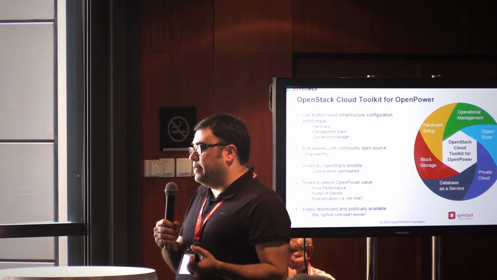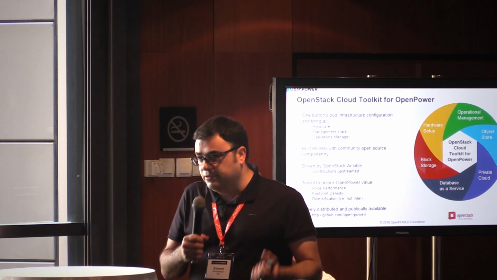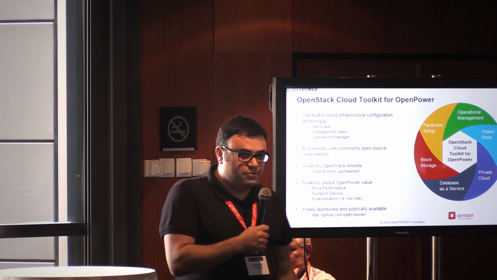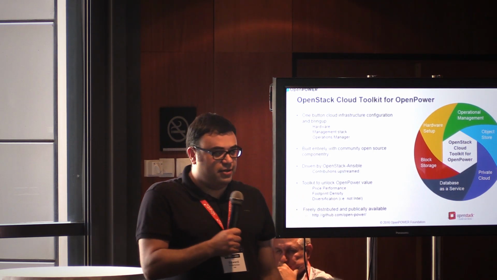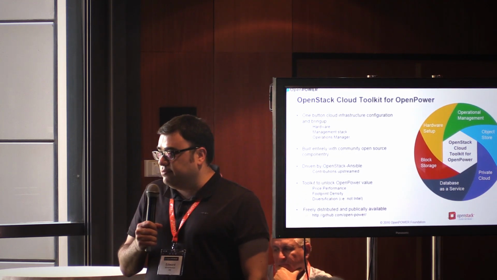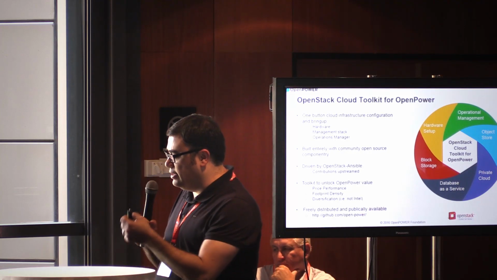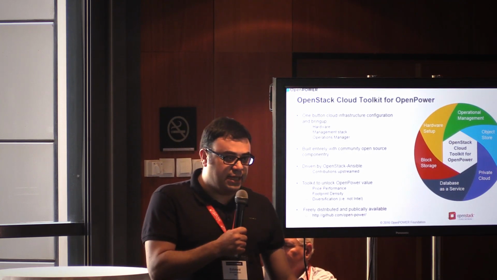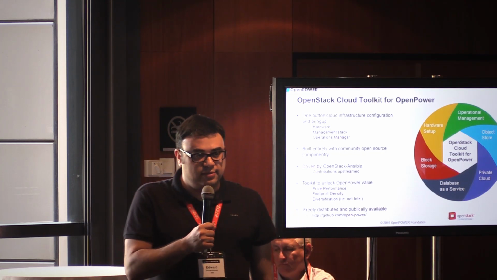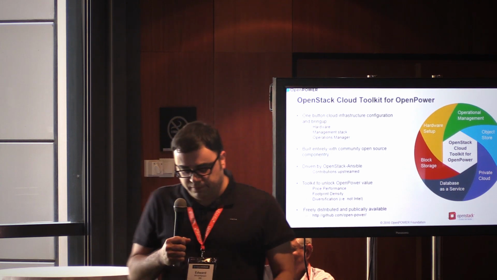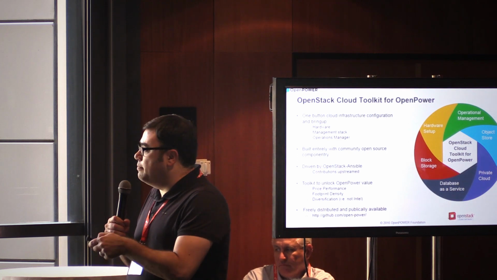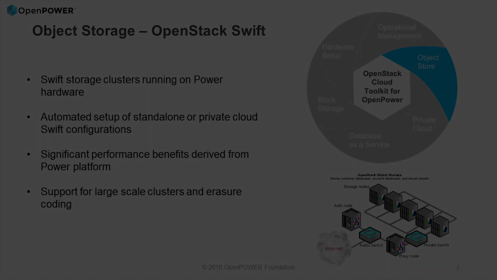The toolkit is meant to unlock OpenPOWER value, all those great things about OpenPOWER that we've been talking about. And I think as John Zanos talked about, if you have hardware, you need some software to run on top of it. It's freely distributed and publicly available. You can go to this GitHub location and download the playbook, and you can launch the toolkit and check it out for yourself. Okay, so let's take a closer look at some of these components that constitute the toolkit.